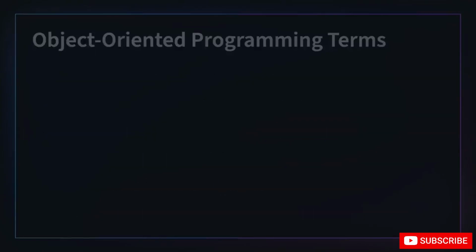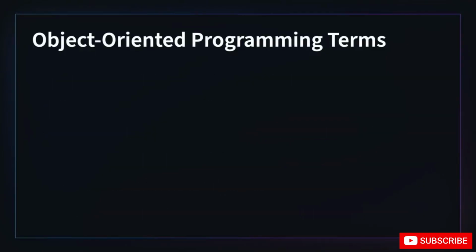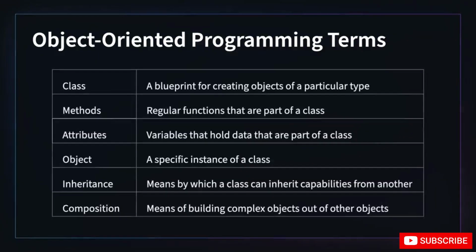So now let's take a quick review of some of the terms we'll see in the rest of the course. You can think of a class as a blueprint or a template that describes how to create a specific kind of object. Methods are a fancy way of referring to functions that are part of a class, while attributes are a way of referring to variables or properties that are part of a class definition. An object is a specific instance of a class or a type.